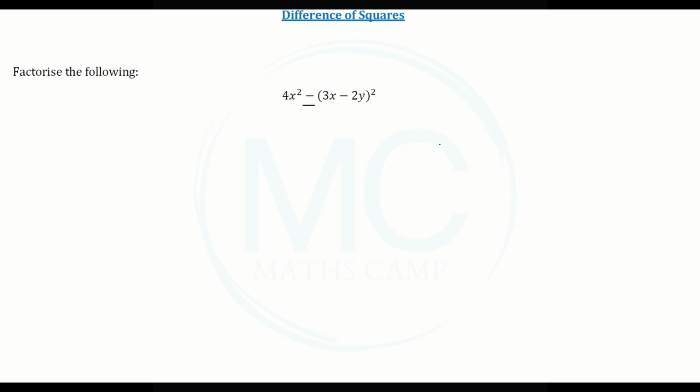Now, many students ask if we should expand the bracket. Remember that we are factorizing, not expanding, so we don't need to expand the bracket. Let's factorize this expression. Let's put in our equal sign and open two brackets.